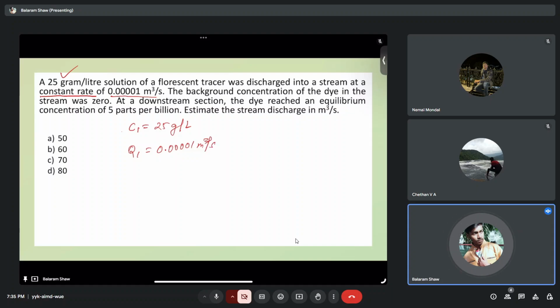The background concentration of the dye in the stream was 0, so C naught is equal to 0. At a downstream section, the dye reached an equilibrium concentration of 5 parts per billion. So C2 is 5 ppb. Again, we know 1 ppb is 10 to the minus 3 mg per liter, right? So we'll convert this also to mg per liter.